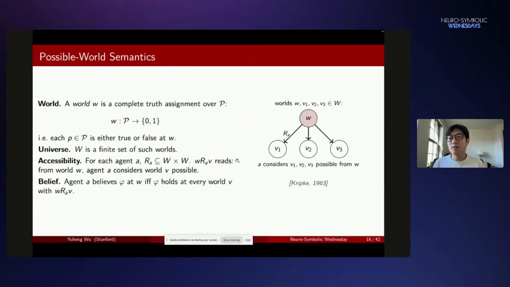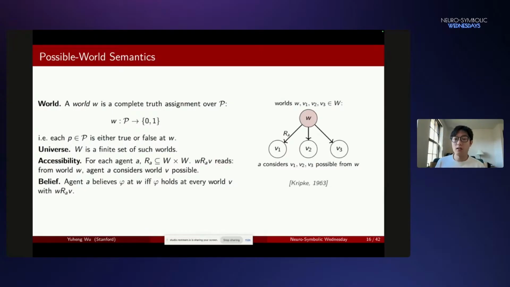Okay, so these are atomic facts. This is how we define P. Now we can define a world. A world W is a complete truth assignment over P. We have lots of atomic facts, and in a world we combine them together. Each fact is 0 or 1. If we combine these worlds together, we have a universe. Now we need to define another concept called accessibility.